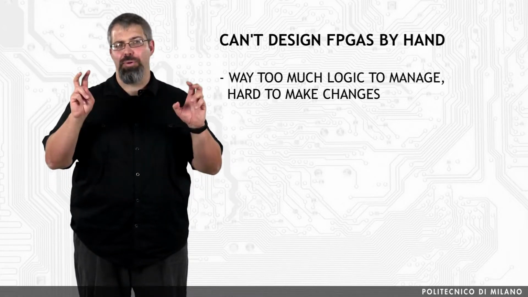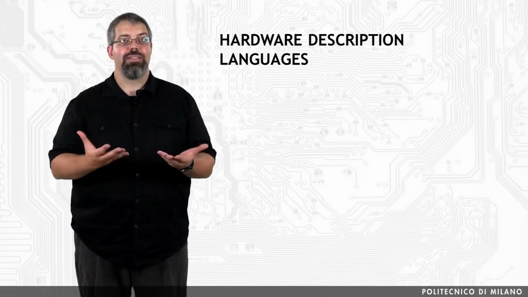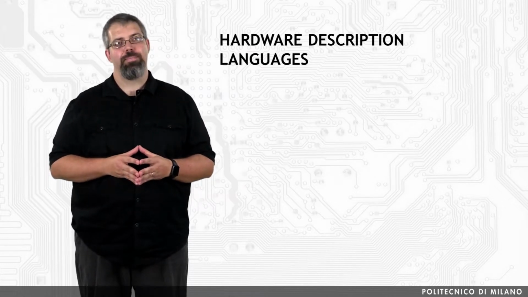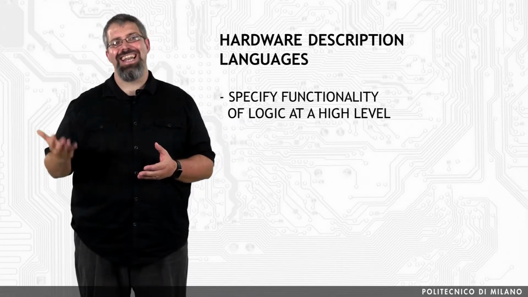That means that to program an FPGA, we need hardware description languages to help us describe the desired system behavior. These languages are used to specify the functionality of logic at a high level. Examples of these are VHDL, which stands for VHSIC Hardware Description Language, where VHSIC itself stands for Very High-Speed Integrated Circuits, and simply Verilog.